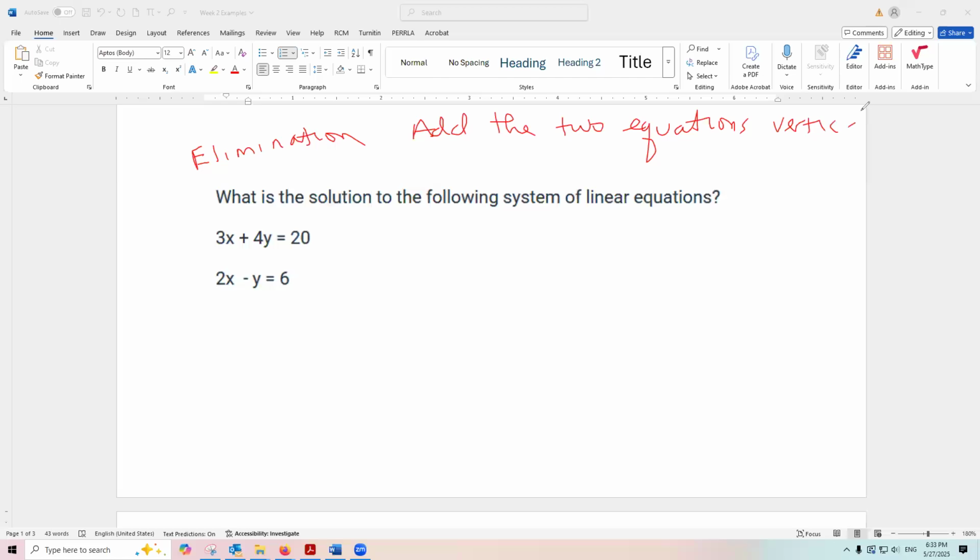What I mean by that is we're going to add the x's together straight down. We're going to add the y's straight down. And we're going to add these numbers straight down. But now I'm not going to do that yet. What I'm trying to do here is I want to get the numbers in front of either x or y to be opposites of each other.